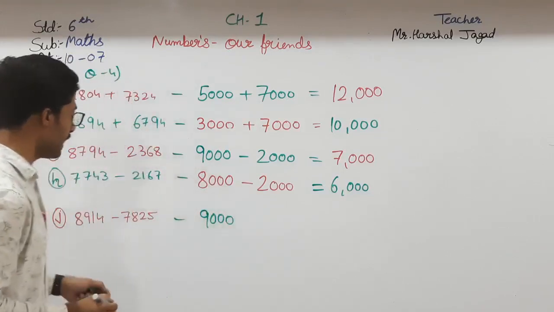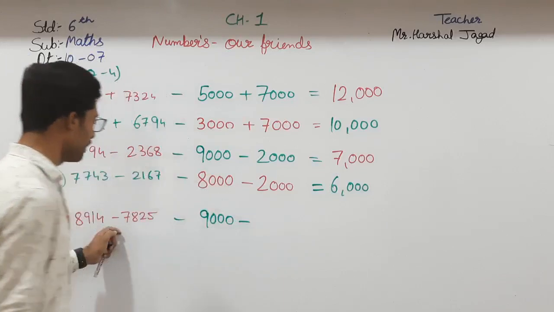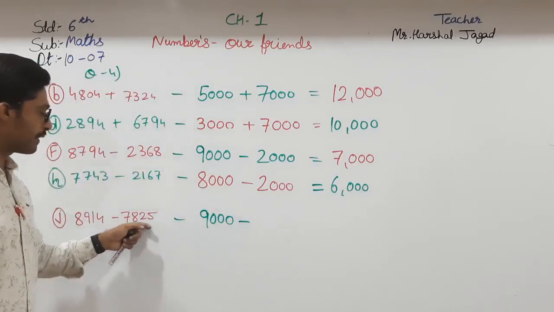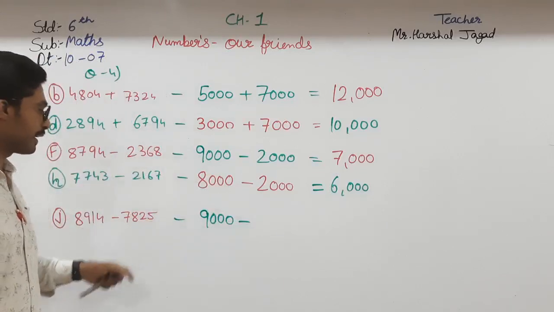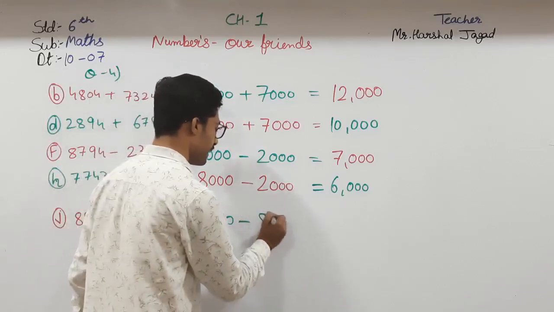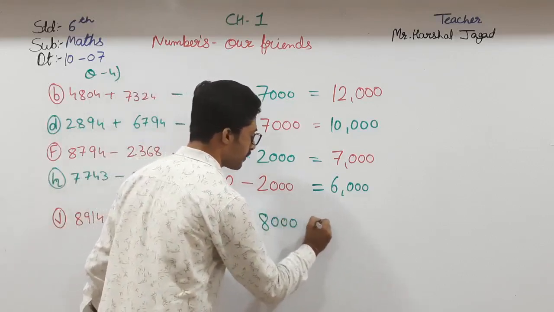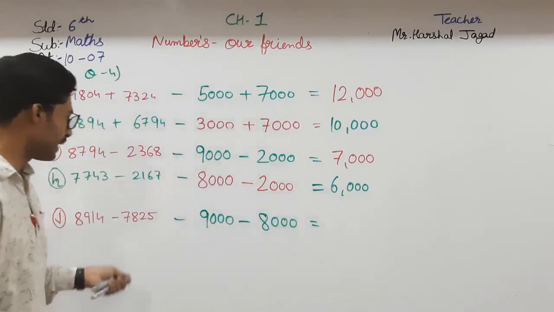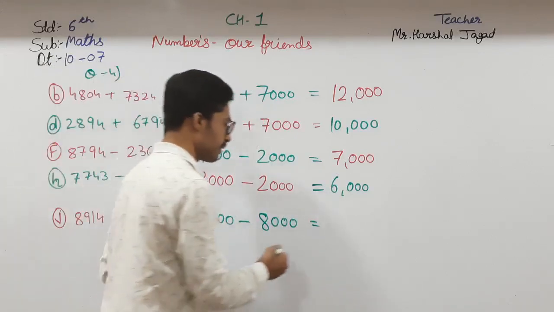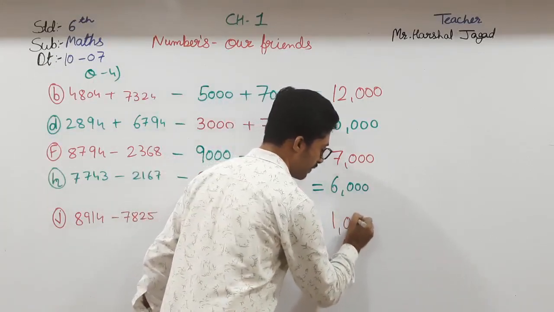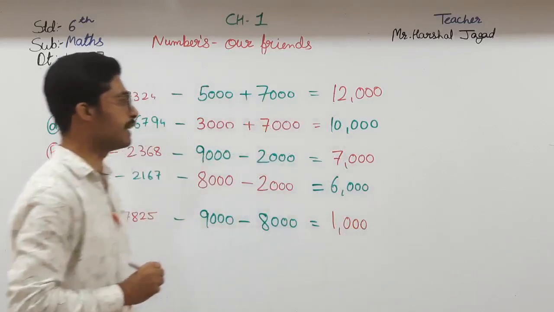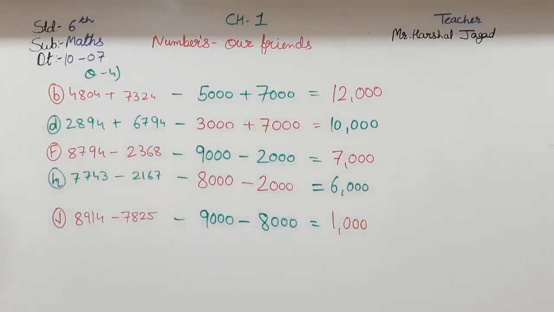9,000, and subtracting that, that is 7,825. And here also we can write, that is 8,000. So your answer will be 9 minus 8, that is 1,000. Okay, so please write down the answers, students. I am just giving you some time.